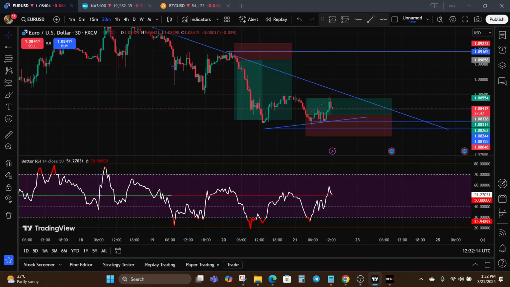You can actually use it with multiple indicators as well to confirm your signals, to get better entries and exits. So the better RSI indicator is quite an effective indicator for traders looking to improve momentum analysis, trend confirmation, and reversal detection. Its adaptive smoothing and dynamic overbought and oversold levels make it a game changer for any trading strategy.